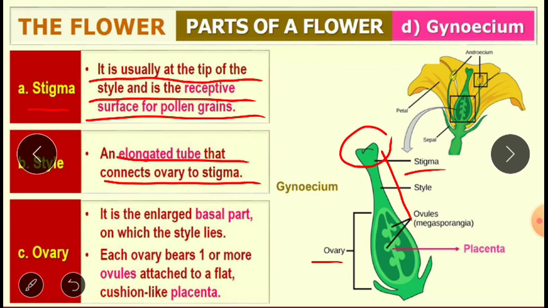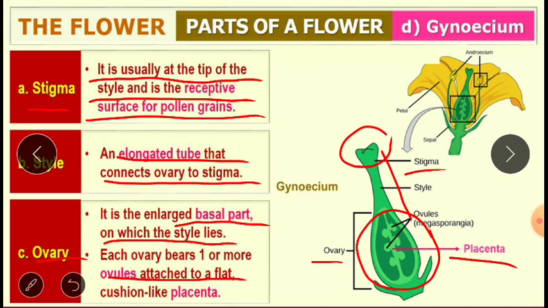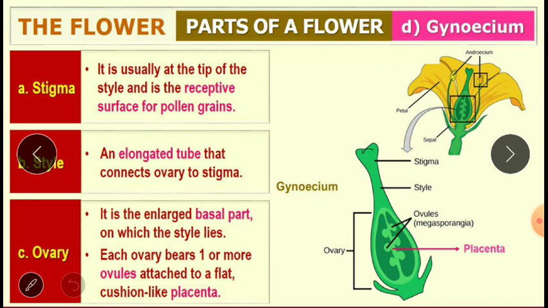The third part is the ovary. The ovary is the enlarged basal portion on which the style lies. This ovary has one or more ovules attached to a flat cushion-like structure known as the placenta. So this is the placenta to which the ovules are attached in the ovary. This stigma, style and ovary make up the carpel.